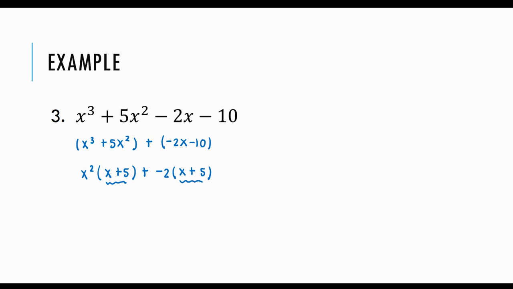So now both those terms have an x plus 5 in common. If I factor that out, that leaves us with an x squared minus 2. X squared minus 2 doesn't have anything in common. I'm not going to be able to factor that any further, and so this would be my final factored answer.